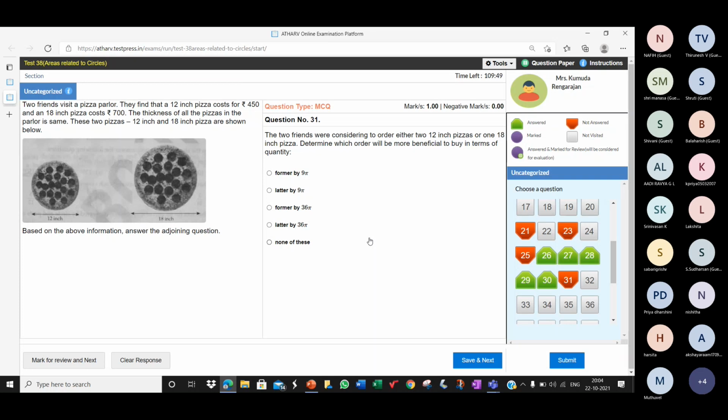Arnav, Srinivasan, and I don't know who else gave the right answer. 9 pi. Latter by 9 pi is the correct answer. Had you taken 12 and 18 for radius, please do that. Then you will understand why the other options also make sense. If you had taken radius as 12 and 18, then what will be your answer? Please work that.